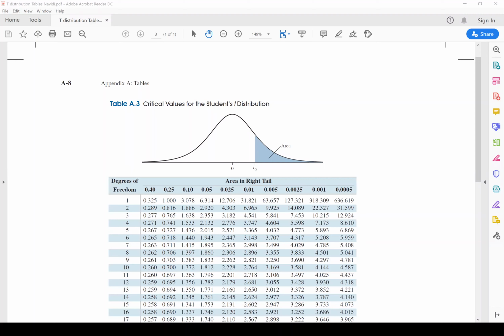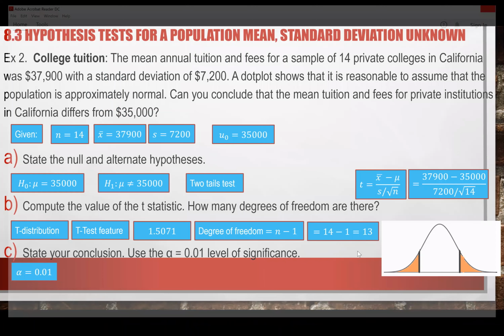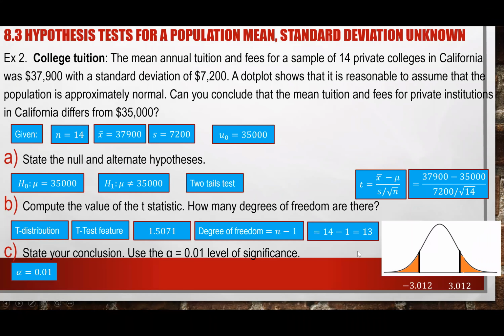And that is why my critical value is negative 3.012 and positive 3.012, because I have a two-tail test. And once I have this, I know my boundary. I know that on the left side and on the right side, those are my reject regions, and in the middle will be the fail to reject region.